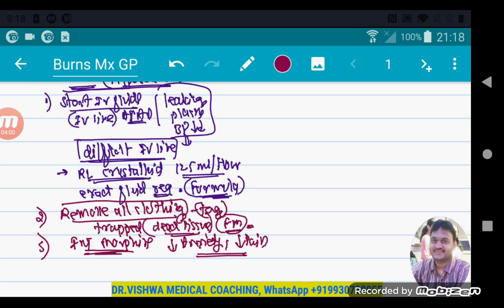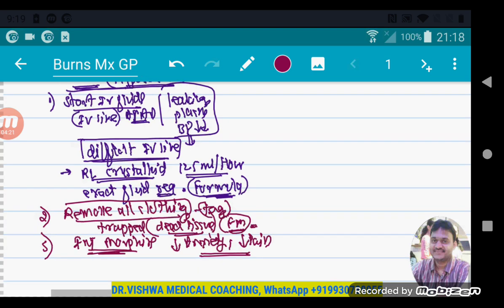Start the IV fluid, take the IV line, give a painkiller, remove the clothing, and as soon as possible shift the patient to the hospital. Now when the patient reaches the hospital, there is something called hospital care.